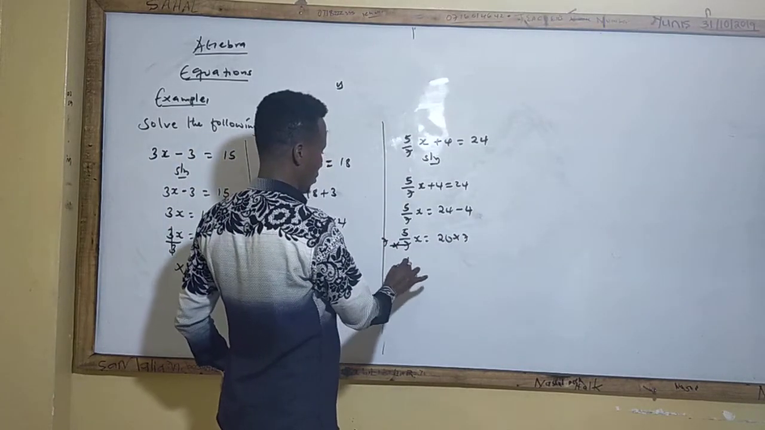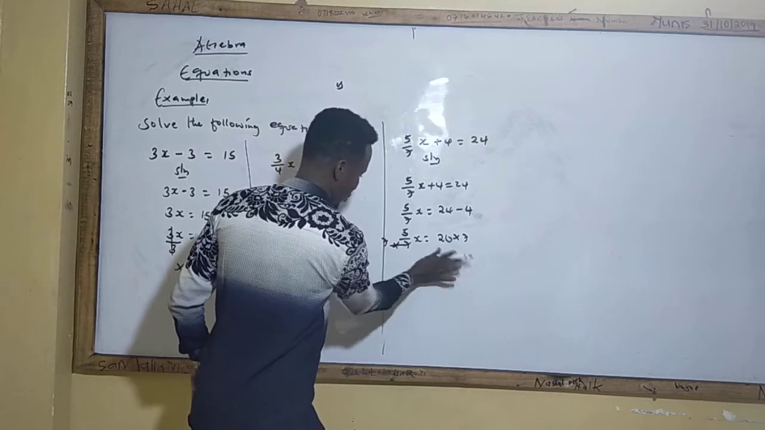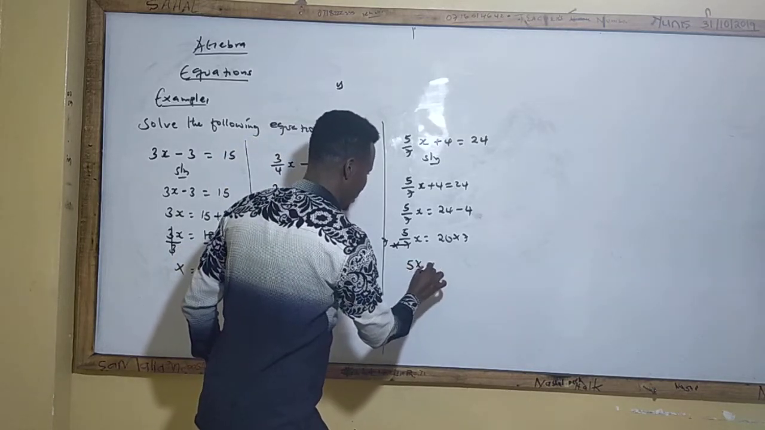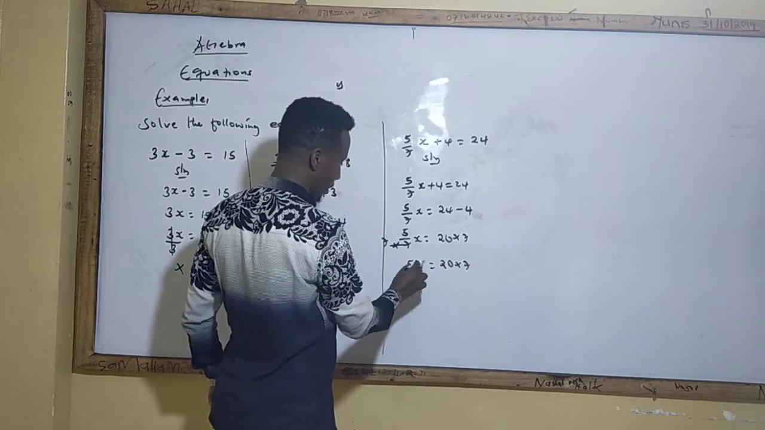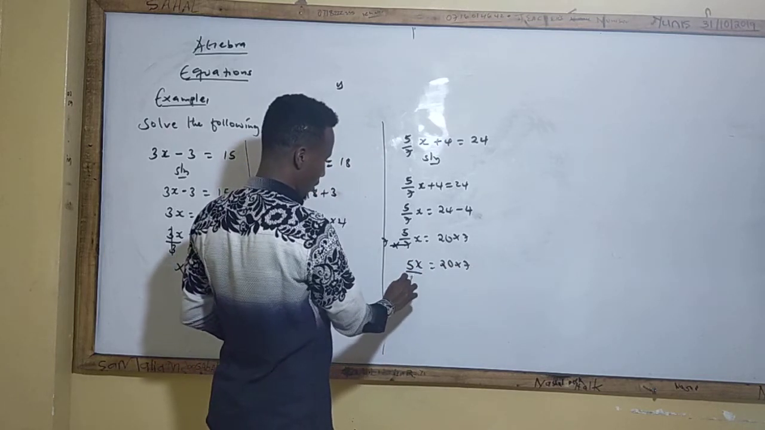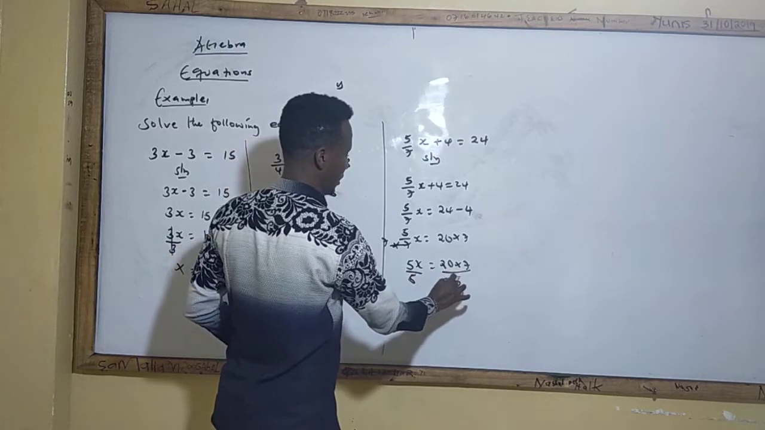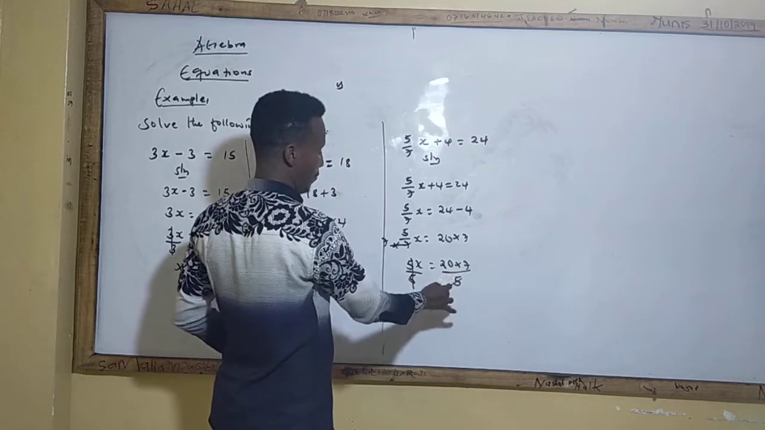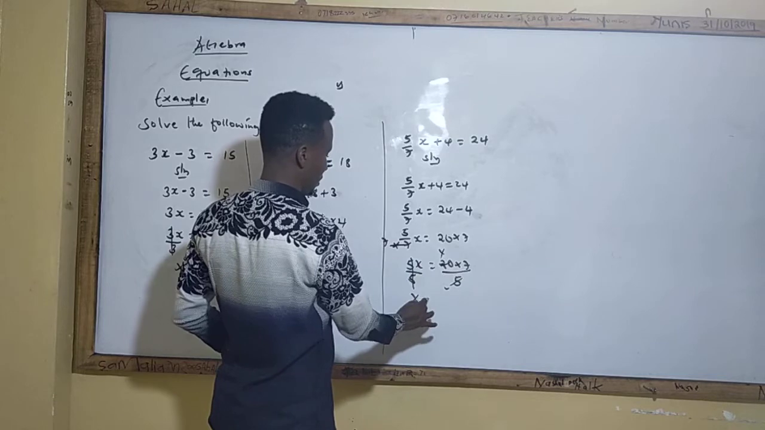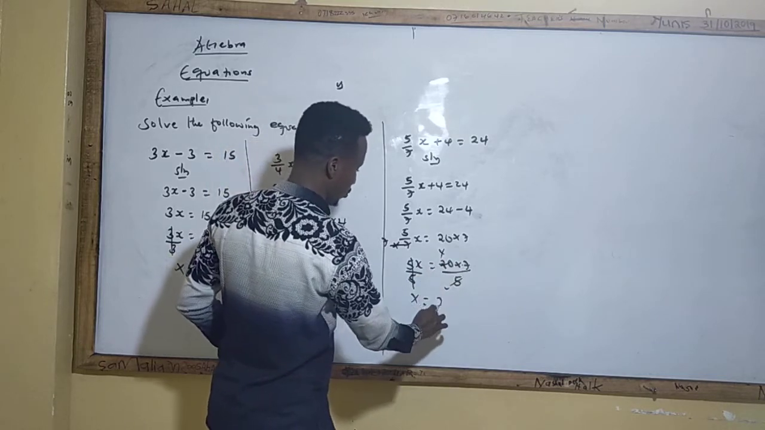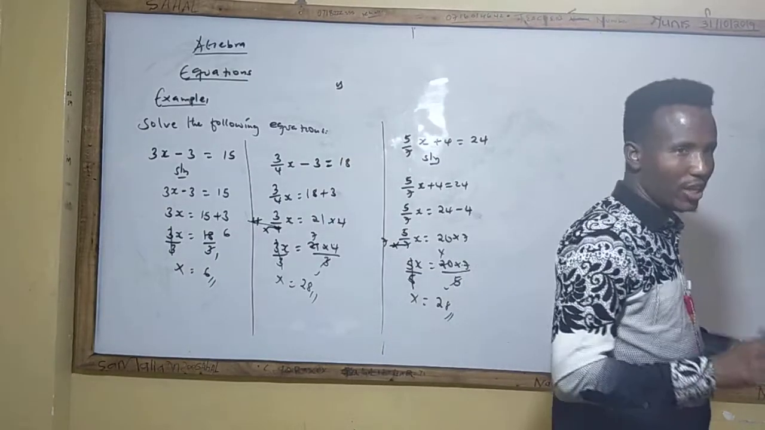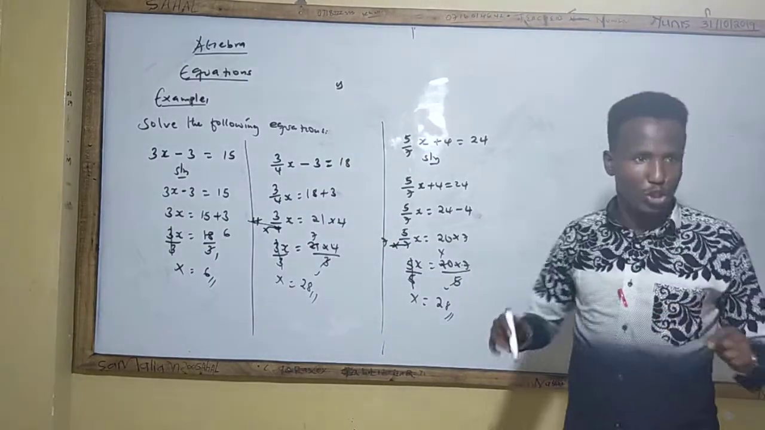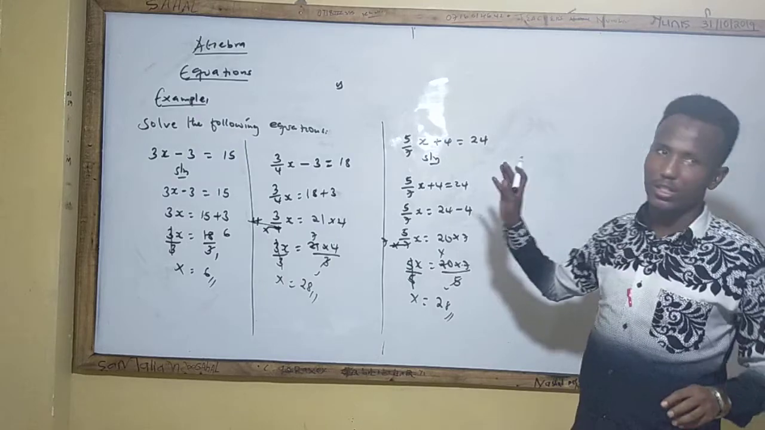Then times 7, cancel. 5x is equal to 20 times 7. Then to get x, what are you going to do? We will divide both sides by 5. Just understand. Cancel this. 20 by 5 is 4. So x is equal to 4 times 7, which is 28. That is as far as algebraic equations are concerned. This is not a statement equation, remember? So make sure you practice all these examples.